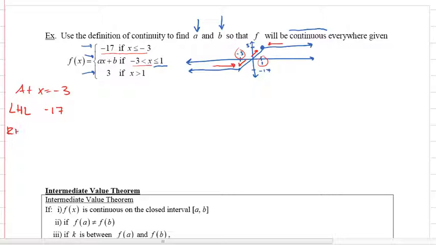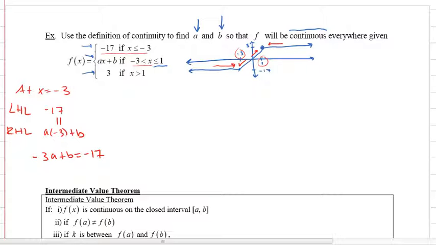The right-hand limit. Well, if we plug in negative 3 into the ax plus b, we see that we get a times negative 3 plus b. By definition of a limit existing, these two limits must equal each other. So I'm going to go ahead and write negative 3a plus b is equal to negative 17.